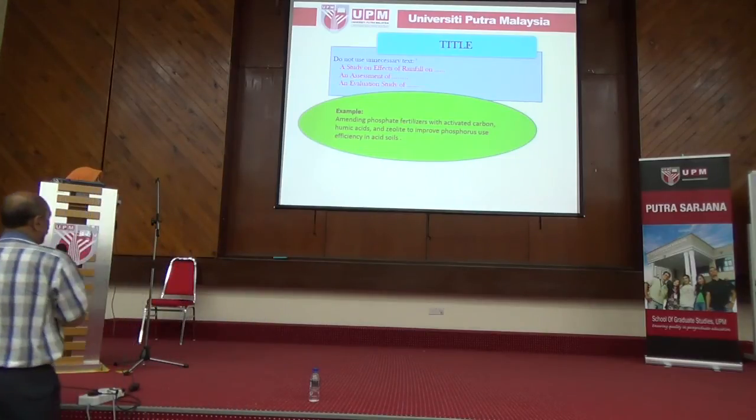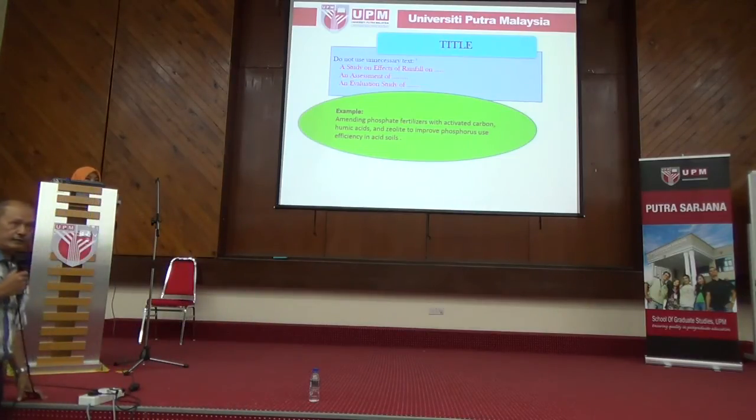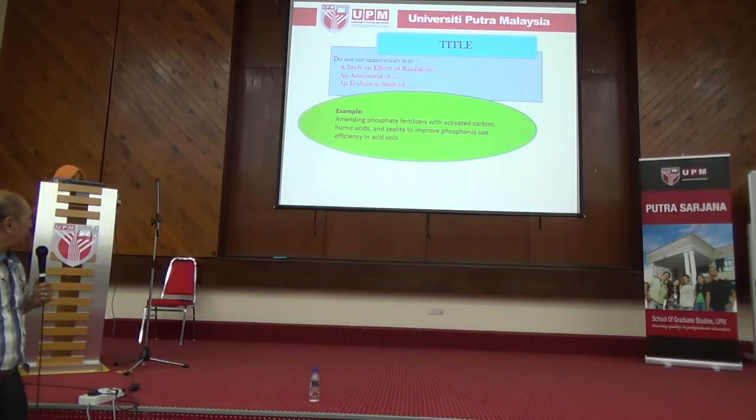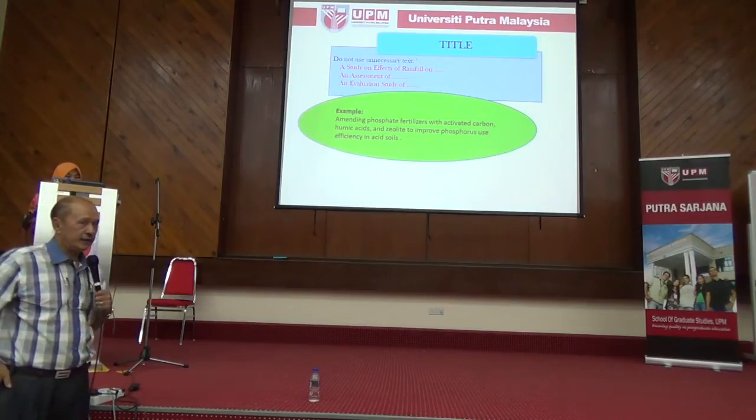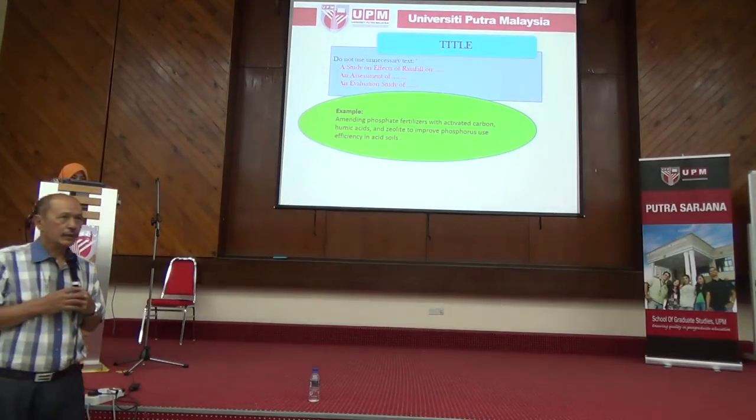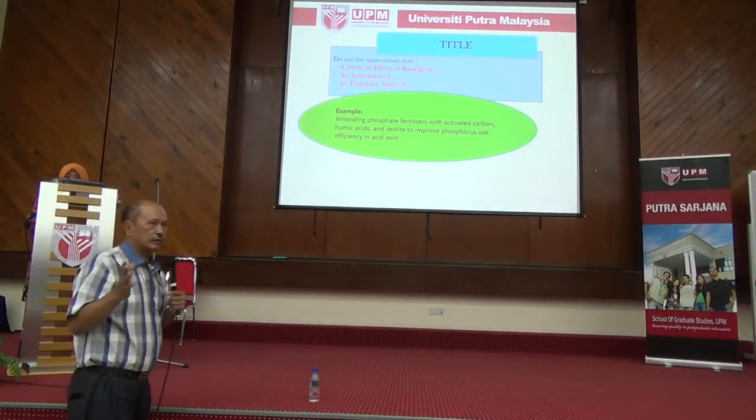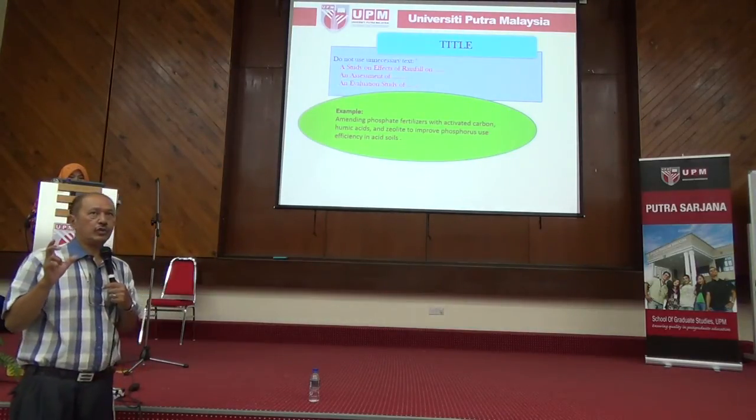Amending phosphate fertilizer, that is the objective. In 3 words. How? The method: with activated carbon, humic acid, and zeolite. And why the significance? The improved phosphorus use efficiency in acid soil. It doesn't have to be this long, but at least you must have 2 components.